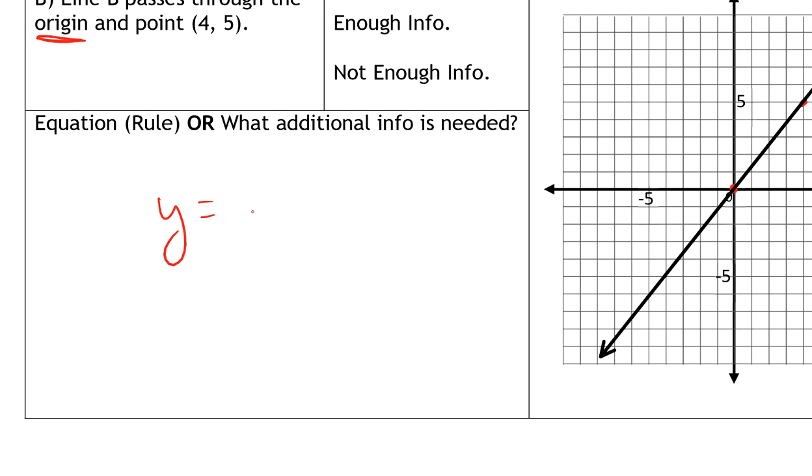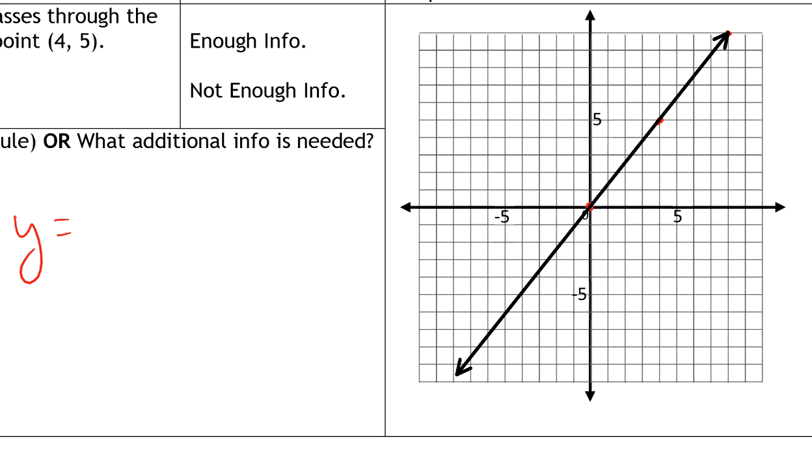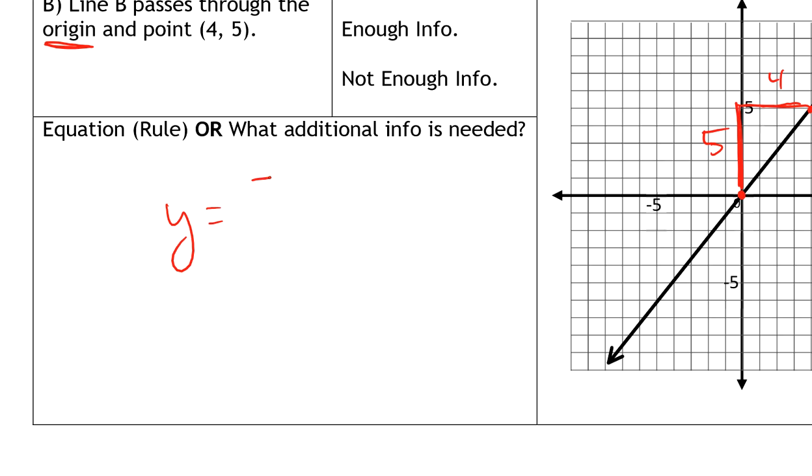It goes through the point 4, 5. So my slope pattern is from the origin, I went up 5 and then I went over 4 units. So this is up 5 over 4. So the slope here is 5 over 4 and then x. And if you put +0, there's no harm in that. It just turns out that it's not necessary. You can leave it off as well.